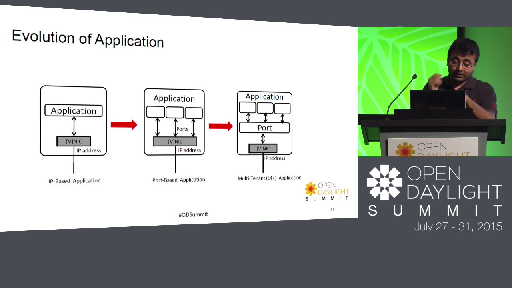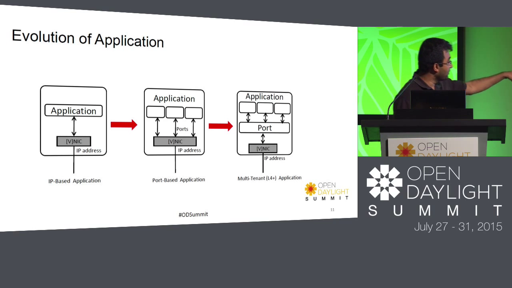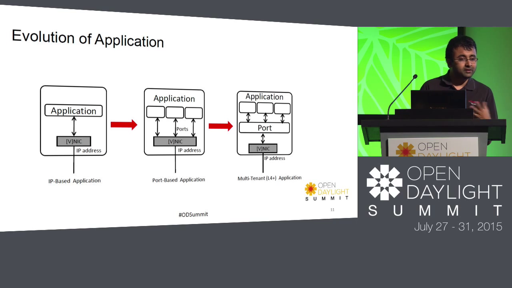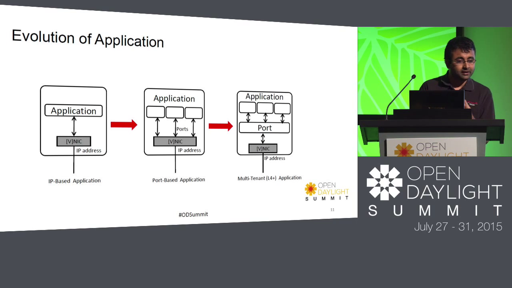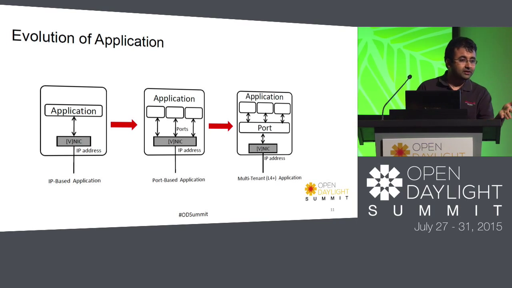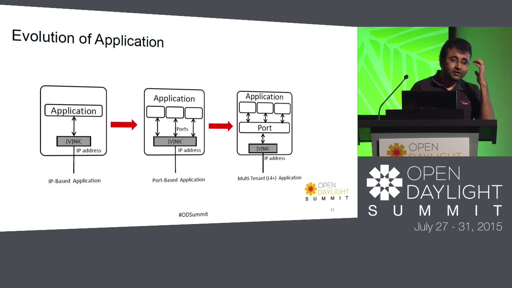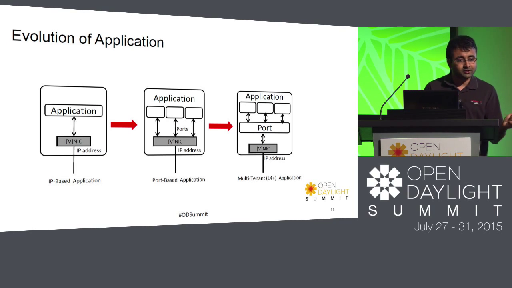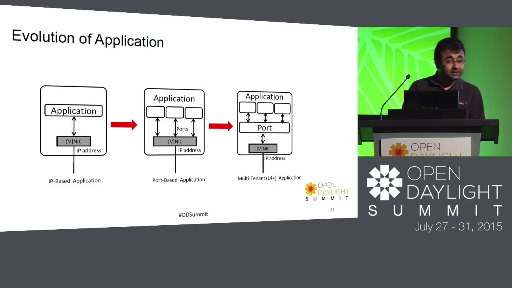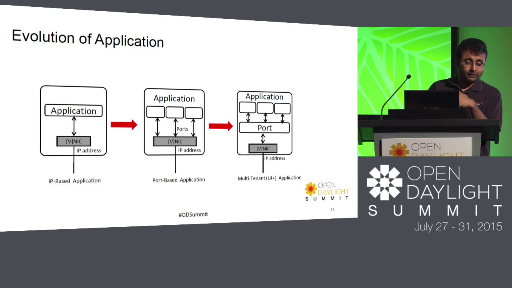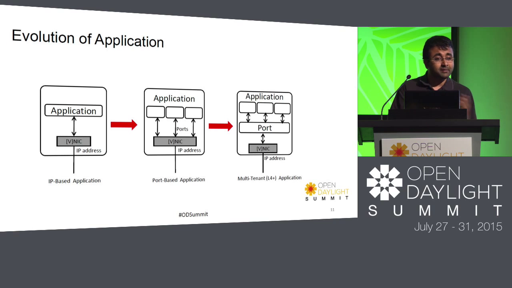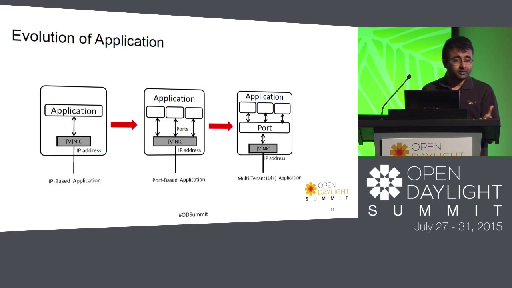In the first type of application, the IP-based application, it's very easy to identify the flow because every tenant has a unique IP address to which it connects to get the service from that application. So it's easy to identify the application flow in the first case. Even in the second case it's easy to identify, because even though tenants share the same IP address, the port numbers are different for each tenant.